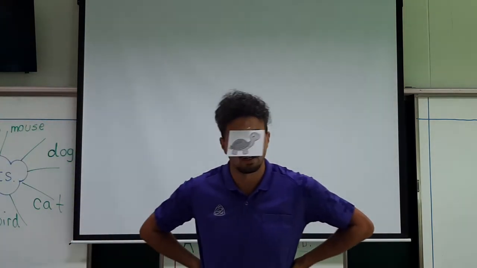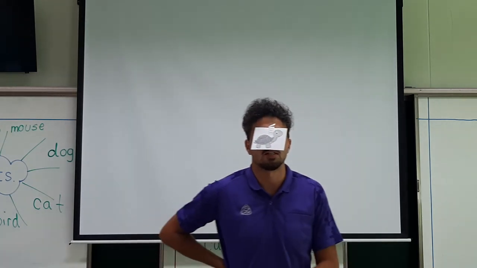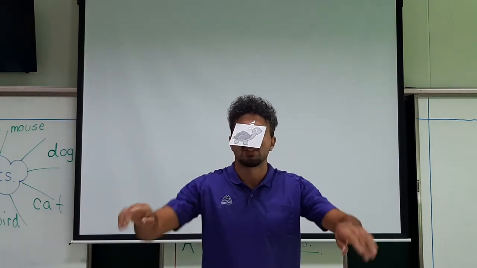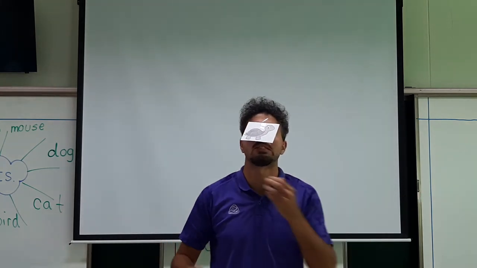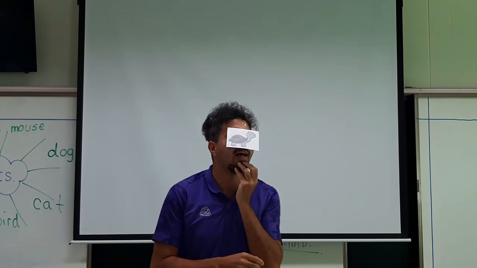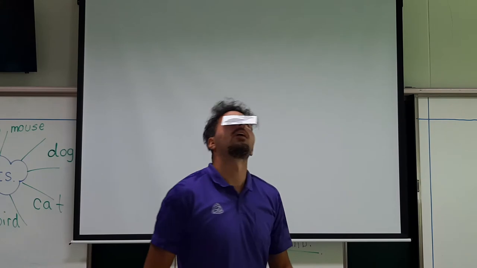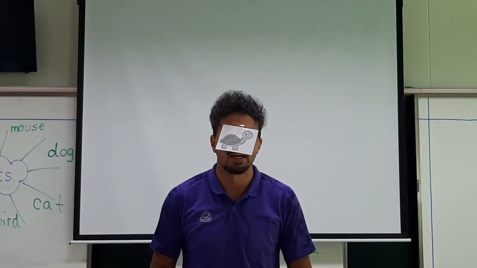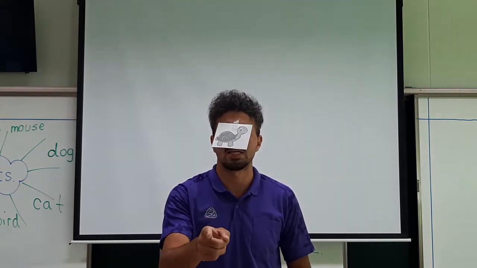Here it is. What is this one here? You can see it, right? I can't. What is it? Does it swim? Is it a fish? No, no, no, it isn't. What is it? I can't see it. Is it a dog? It is, isn't it? It's a dog. No? No, it isn't.